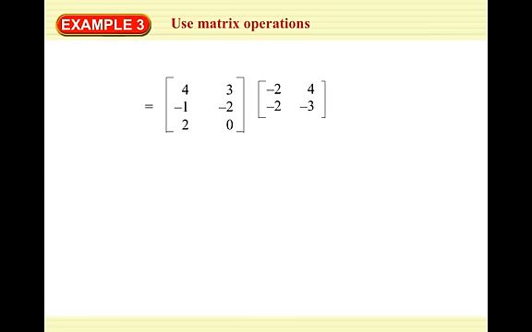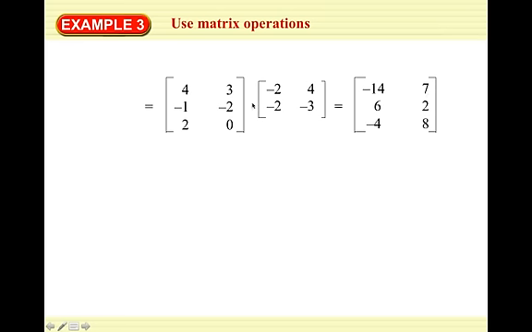So now we're going to multiply [4, 3; negative 1, negative 2; 2, 0] by [negative 2, 4, negative 2; negative 2, 3, negative 3]. All right. So again, it's defined because we've got a 3 by 2 and a 2 by 3, and we're going to end up with this 3 by 3. So how did they get the numbers? 4 times negative 2 is negative 8, plus 3 times negative 2, that's negative 6. Negative 8 plus negative 6 is negative 14. 4 times 4 is 16, plus 3 times negative 3 is negative 9, which gives us 7.